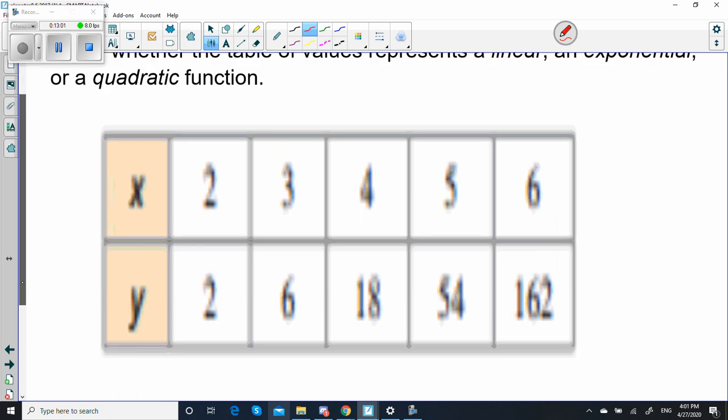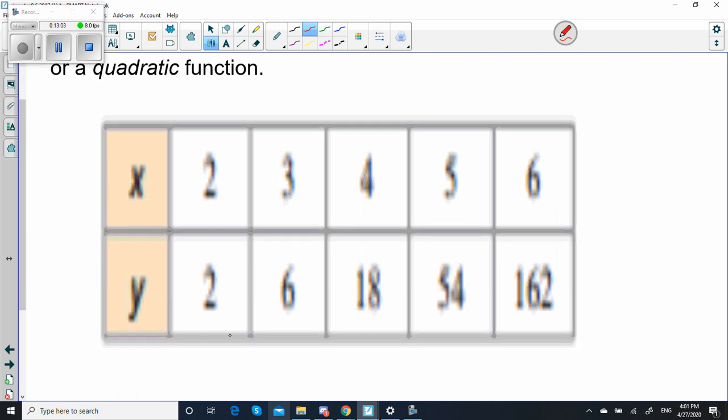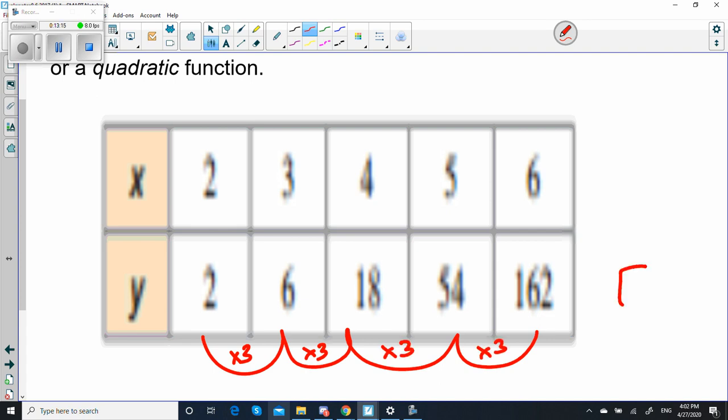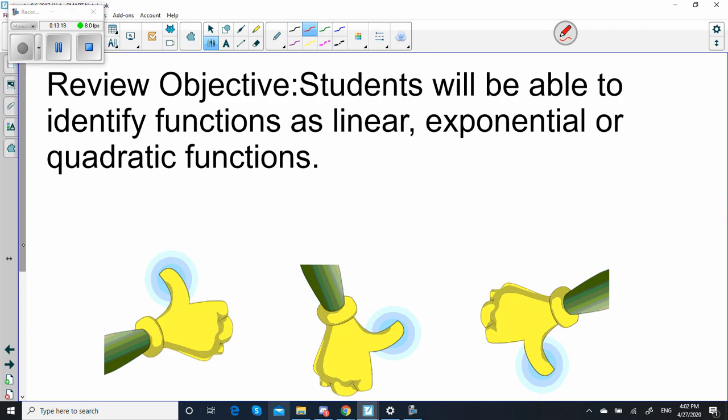Okay, let's look at this one. Across the top, I'm adding 1. Down here, looks like I'm multiplying by 4 maybe? No, by 3. Multiply by 3, multiply by 3. This is exponential because I'm multiplying by 3.